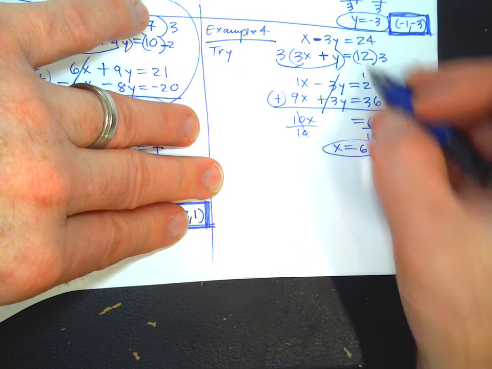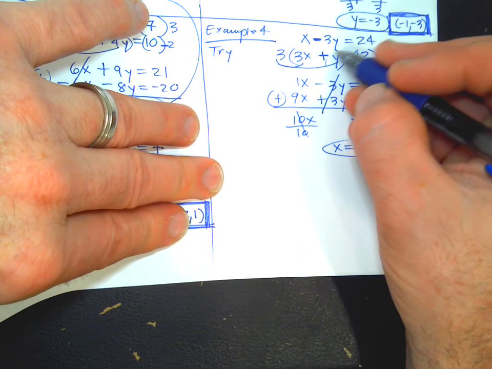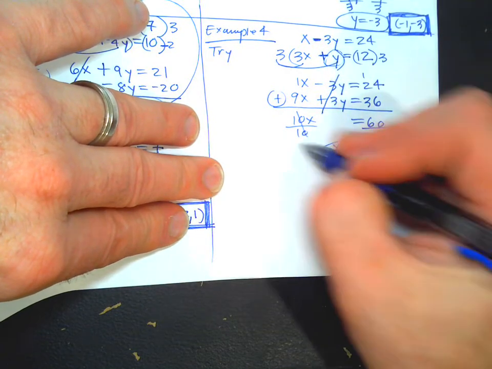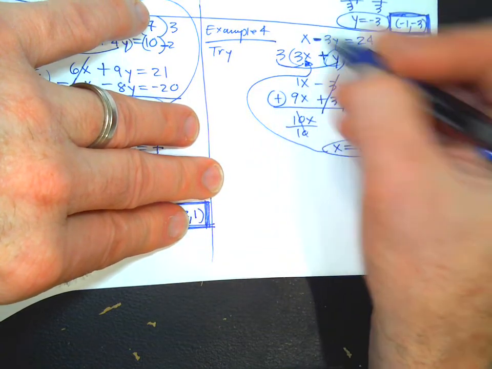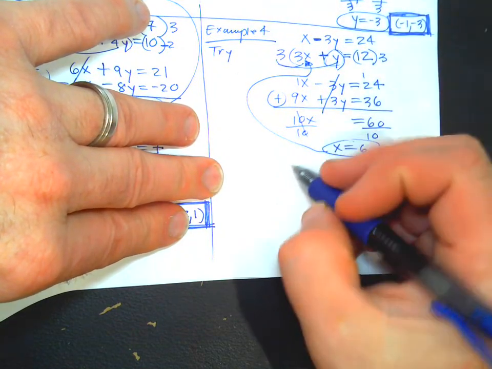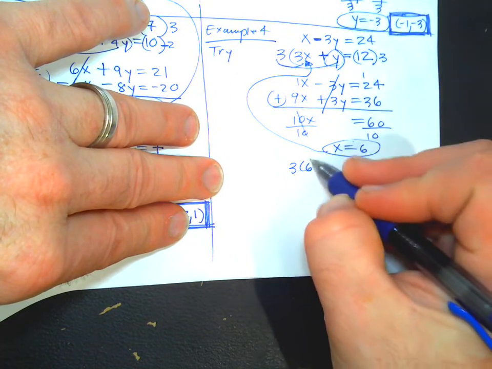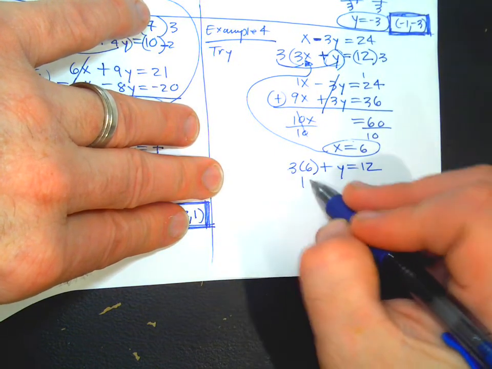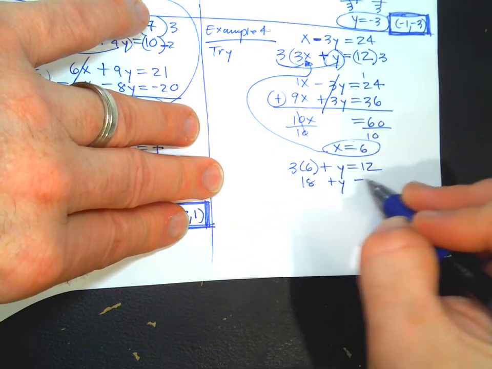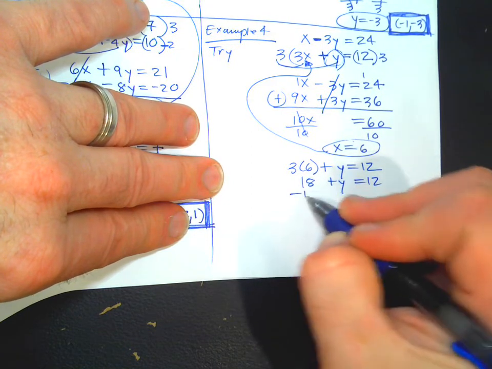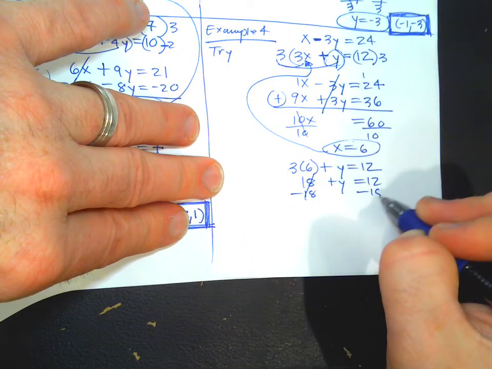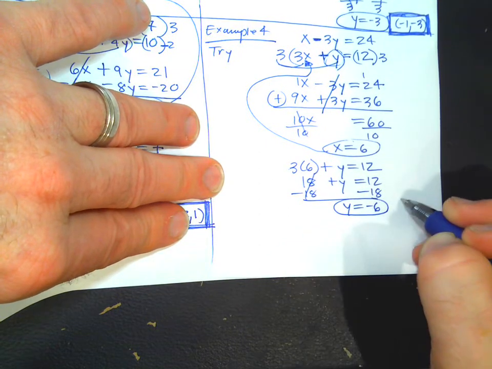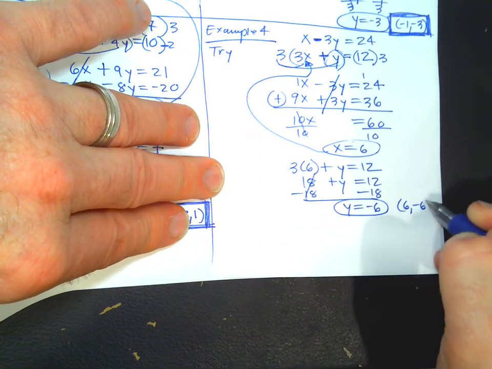I want to find y. I feel like the second equation is the easiest one to solve for y because it doesn't have any number in front of it, and it's also positive. So you can do either one. It'll give you the same answer, but you might try and choose the one that looks easier. 3 times 6 is 18. So now we're going to solve, subtract 18. y equals negative 6. So your answer is (6, negative 6). X first, y second.